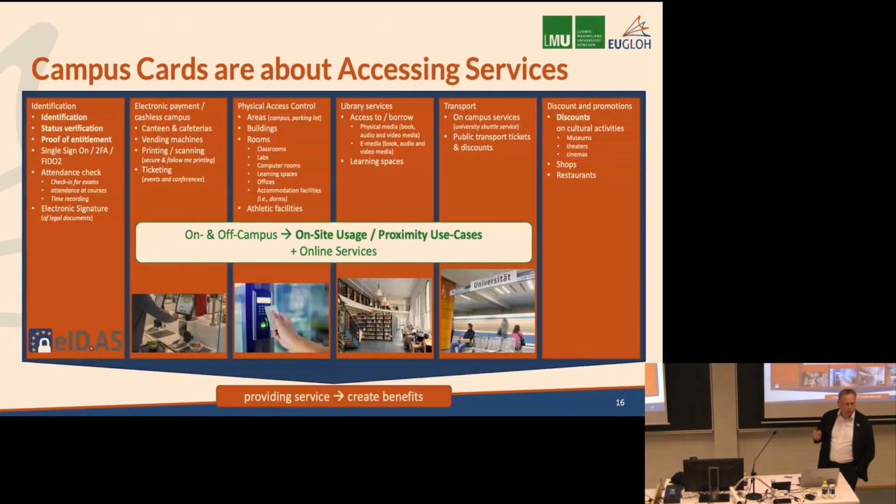And it's simple. If you take a step back and look, what are the services we want to access? It's identification, it's the cashless campus to pay, it's physical access control, it's the libraries, because they are important in universities. They are the manifestation of knowledge in the physical world. It's the transportation, because you need to go to the university. And it's all the discounts and promotions outside of the campus. But it's proximity use cases, on-site, in person. And it must be quick.